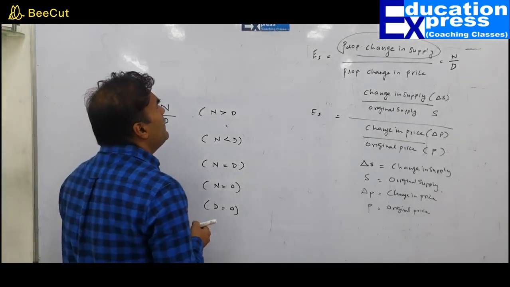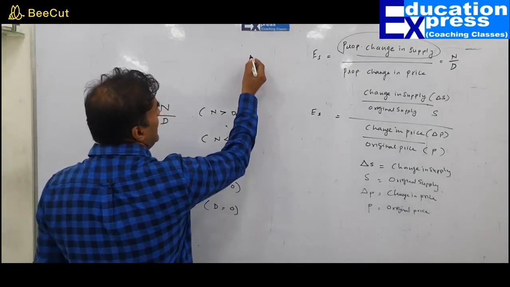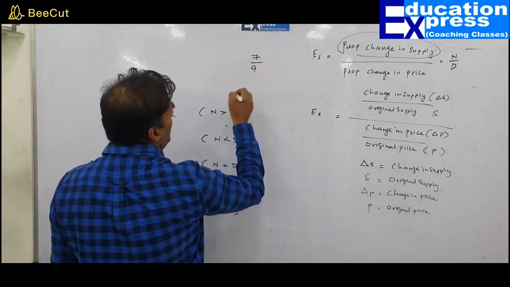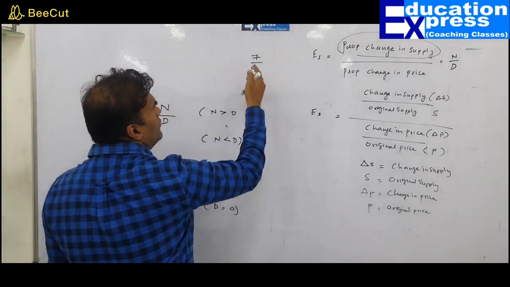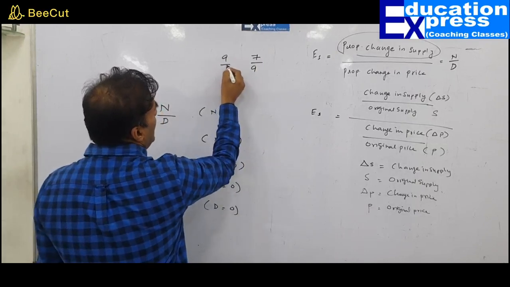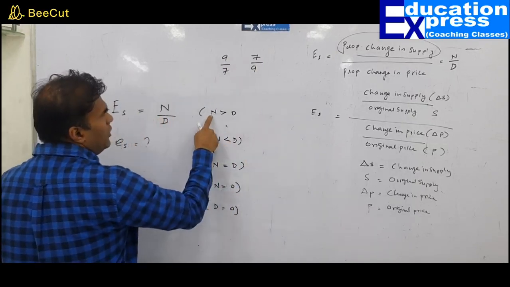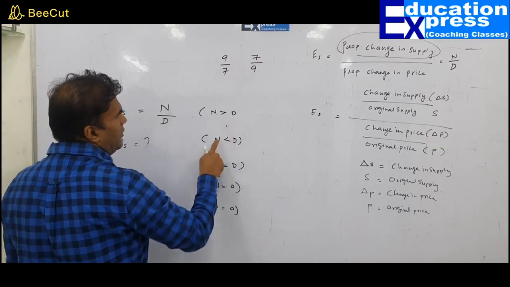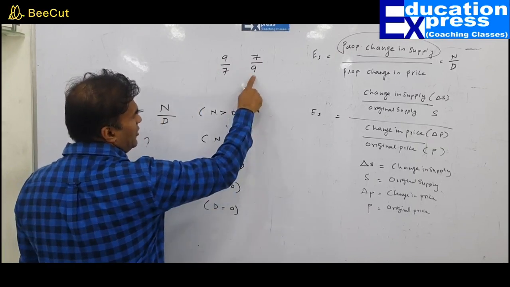If I have to frame a fraction, hypothetically I can say it is 7 upon 9. So I can say over here numerator is small. Or it can be 9 upon 7. So you can check it out. Numerator is greater than denominator. Numerator is less than denominator.